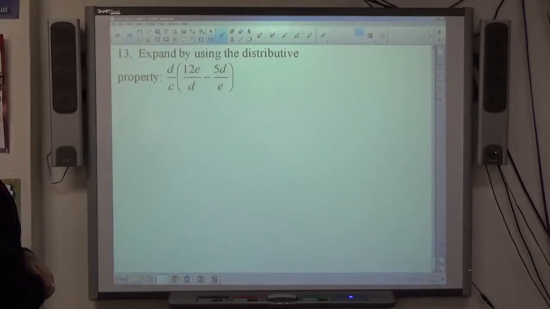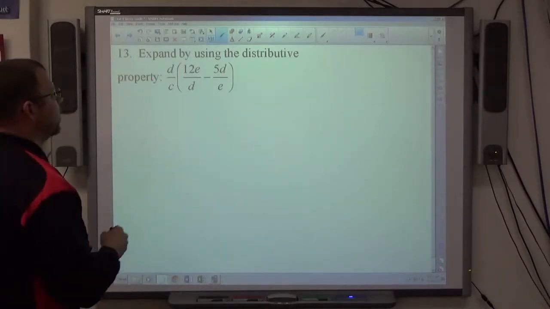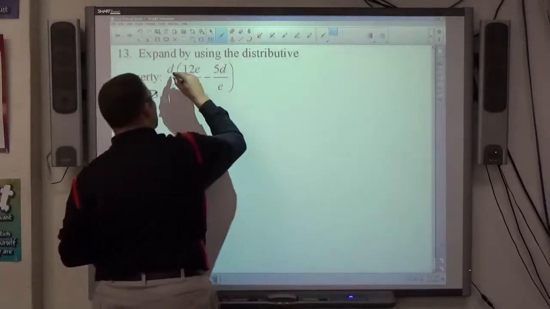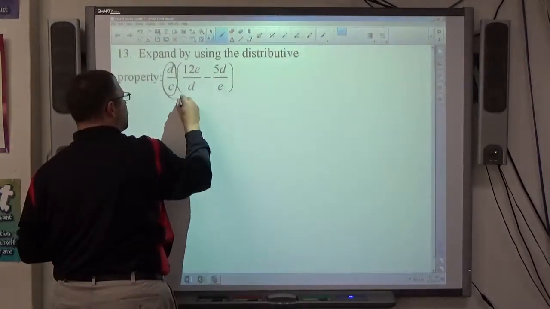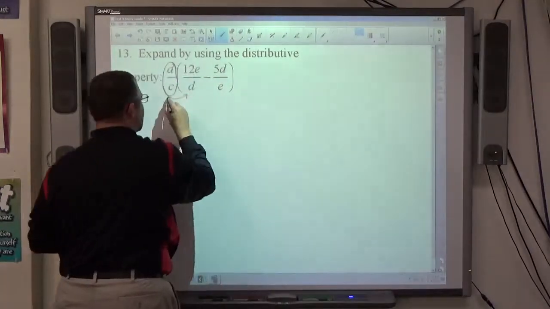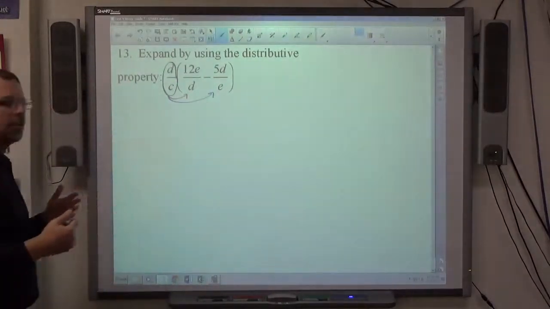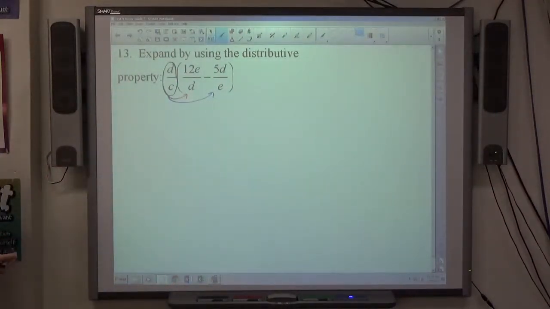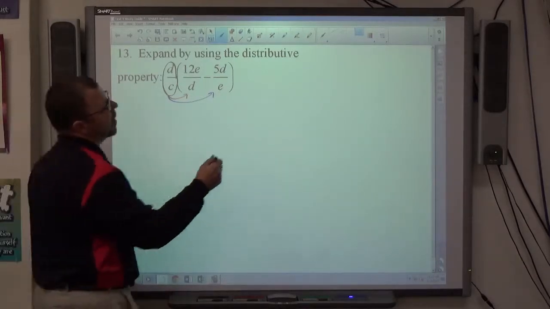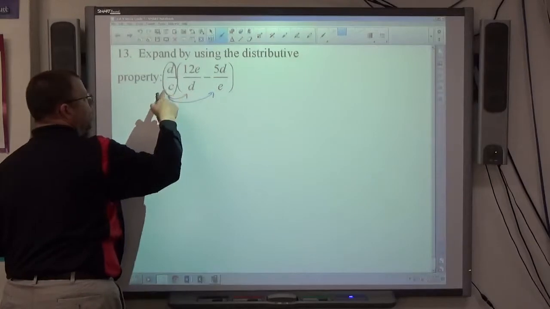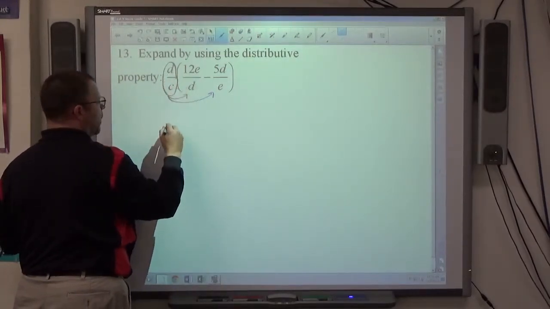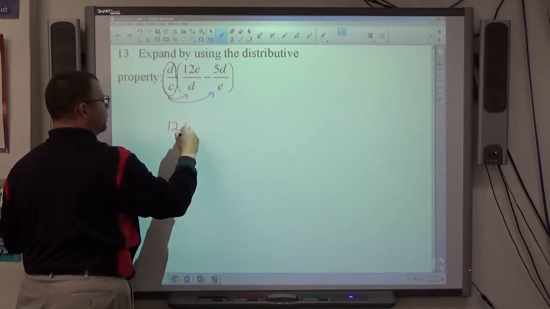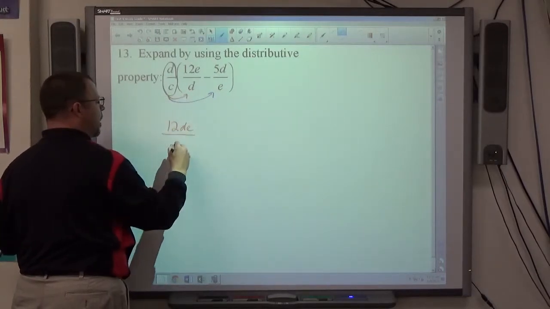Number 13, same deal. Expand using distributive property. We have an outside object here, d over c, being multiplied by the inside objects. So I'll do a red multiplication and a blue multiplication. When you're dealing with fractions, do fraction multiplication. There's no common denominator necessary to this. It's just a matter of multiplying top and top and bottom and bottom. So when I do the red multiplication, d over c times 12e over d, d times 12e on top makes 12de. C times d on the bottom makes cd.